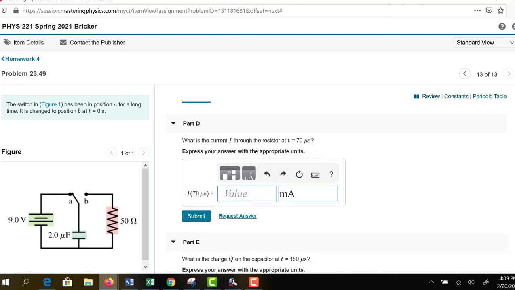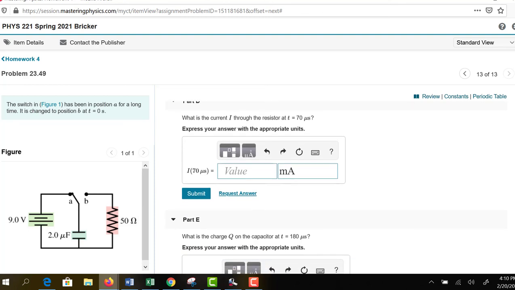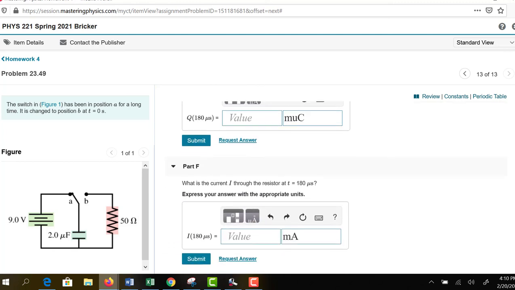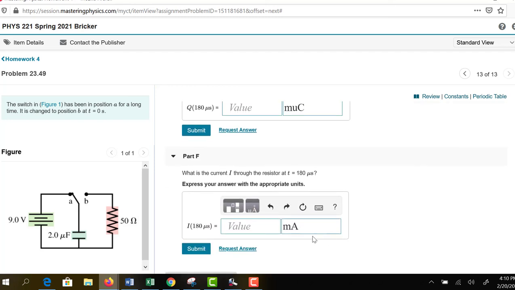Same thing over here. You just saw the formula for the current. You know the initial current. The current you have at some time is equal to the initial current, which you got from a previous part, e to the minus t over RC, and again, this is the time that they're using. And then parts E and F, it's the same idea, it's just they're changing the amount of time. Excellent. And they want this in microcoulombs, and this answer in milliamps.